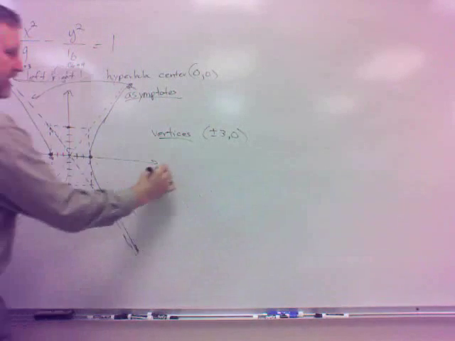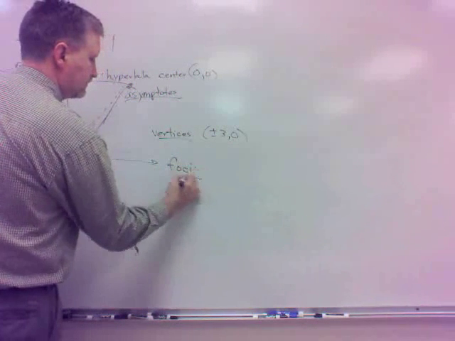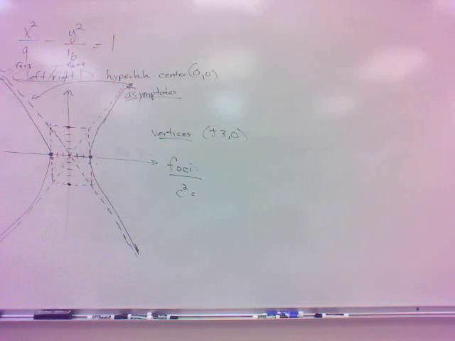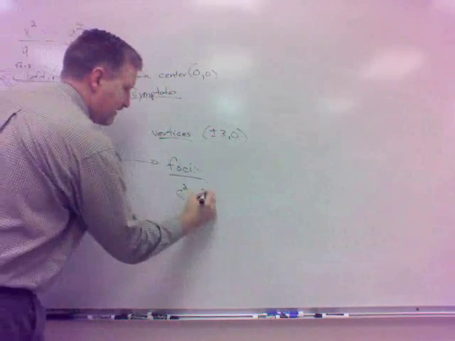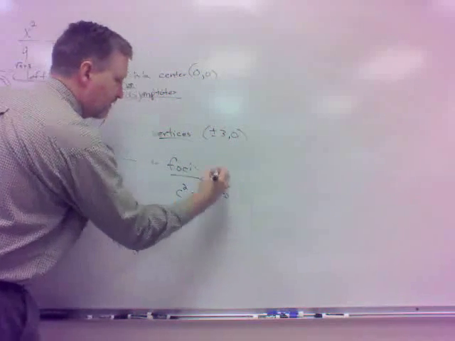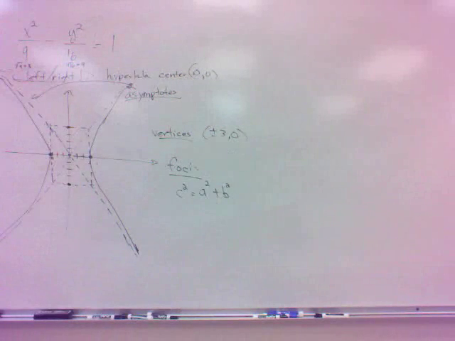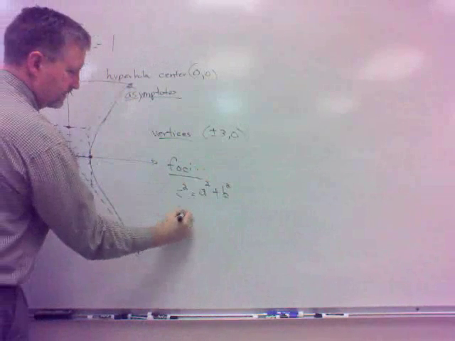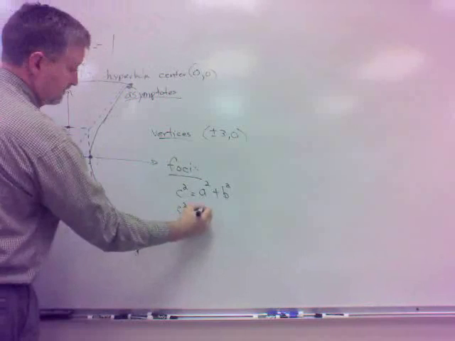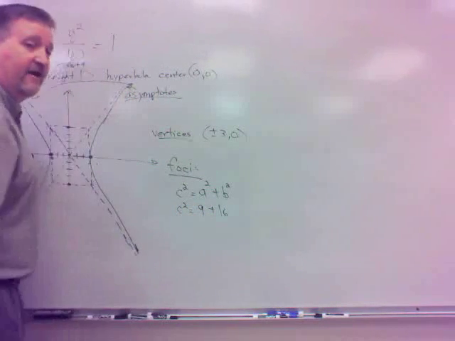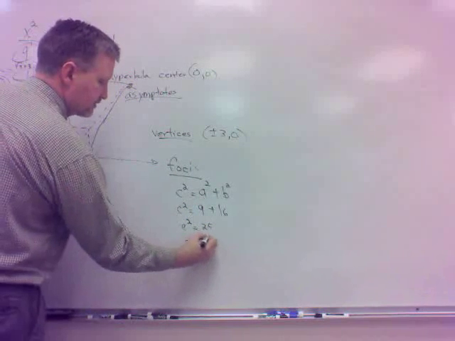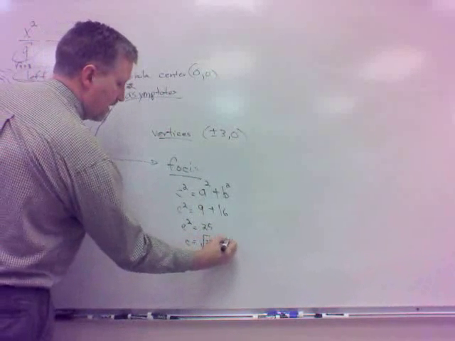All right, what about the foci? Well, the formula for the foci on a hyperbola is what? A squared plus b squared. It's the opposite of the sign in the equation, a squared plus b squared. Well, a squared here is 9, b squared is 16. It doesn't matter which one's bigger on the hyperbolas. You can flip them around if you want to, but you'll still get 25, right? C squared is 25, so that would make c the square root of 25. Hey, that's 5.